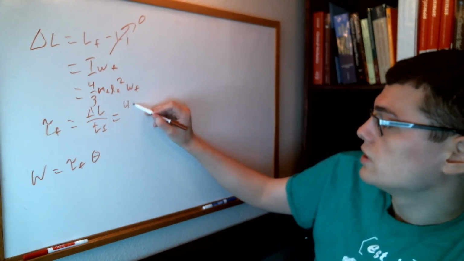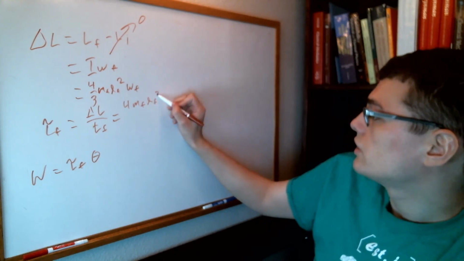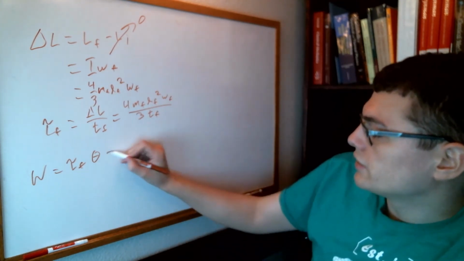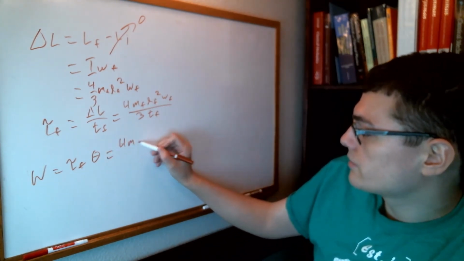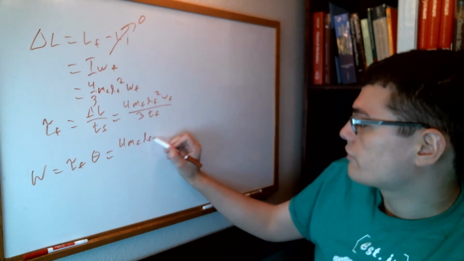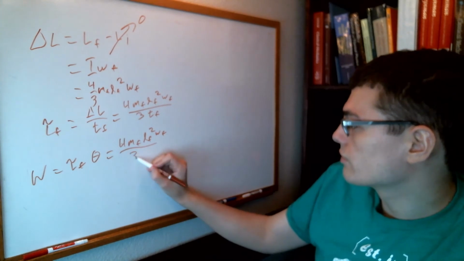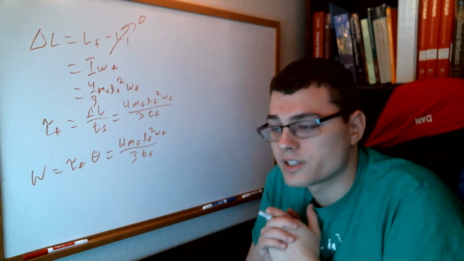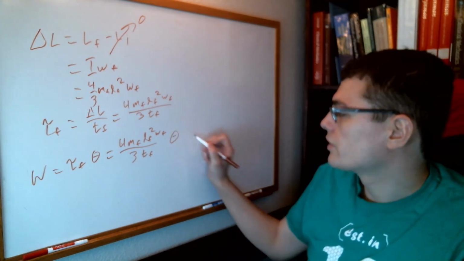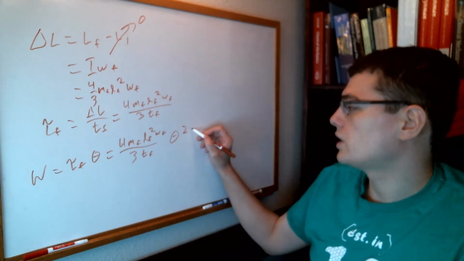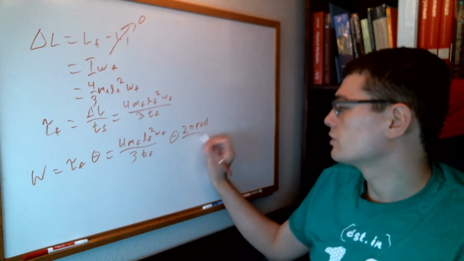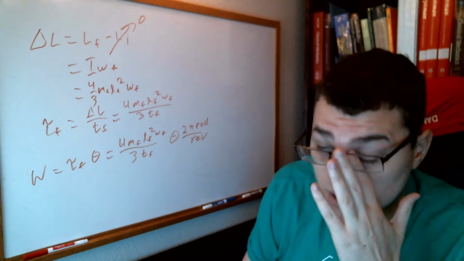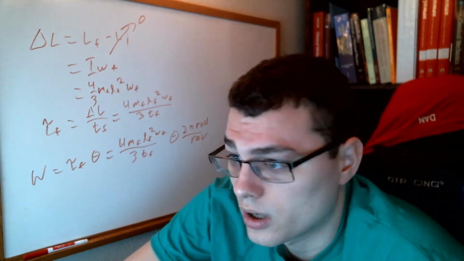We have 4mf LF squared omega f all over 3tf. And then this here now is going to be 4mf LF squared omega f over 3tf, and then times theta, which is going to be 7.5 revolutions. So remember to take theta and multiply it by 2 pi radians per revolution. And there you go. That'll give you your work in joules. And that problem is done for.